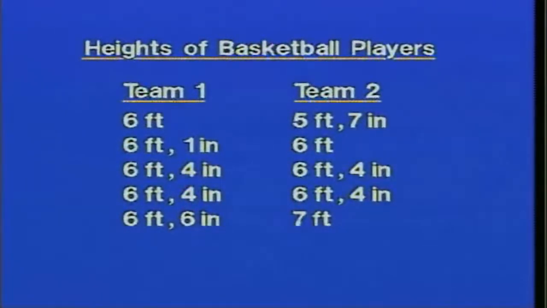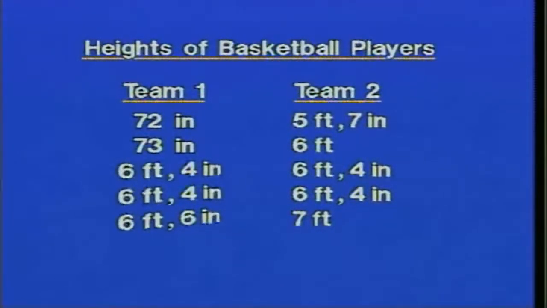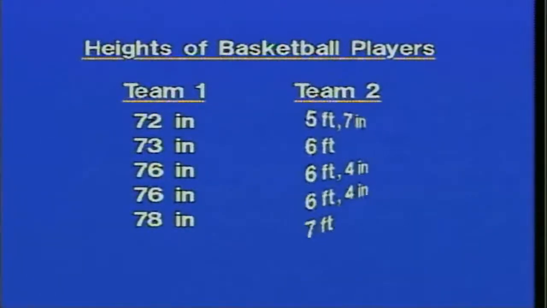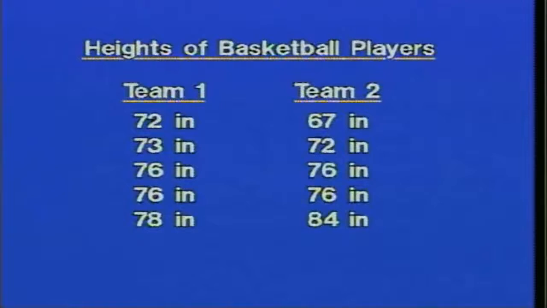To perform the calculations for these measures, let's change our heights into single unit measures. Instead of thinking in terms of feet and inches, let's think in terms of inches only. So the 6-foot player would be 6 times 12, that's 72 inches. 6 feet 1 inch would be 73 inches. In a similar way, we would change all of the heights on both teams into inches only, and that will allow us to look at the data sets a little bit more clearly.